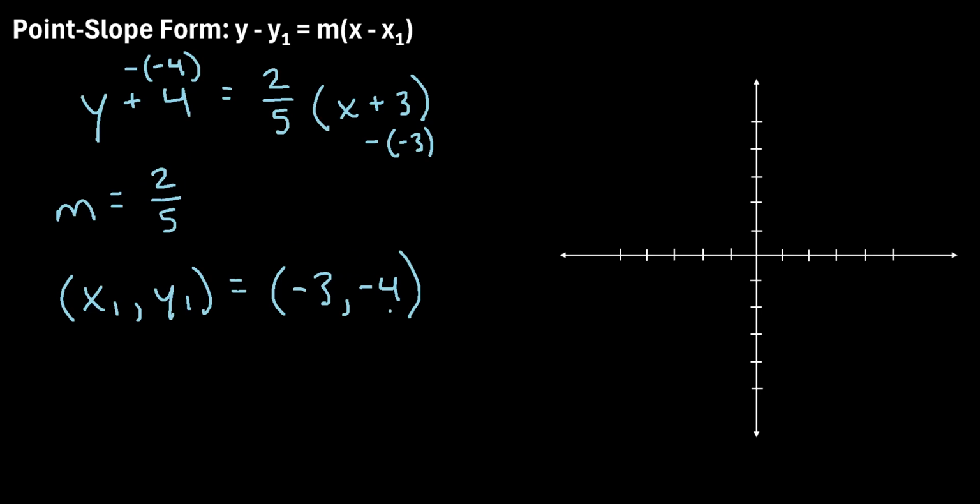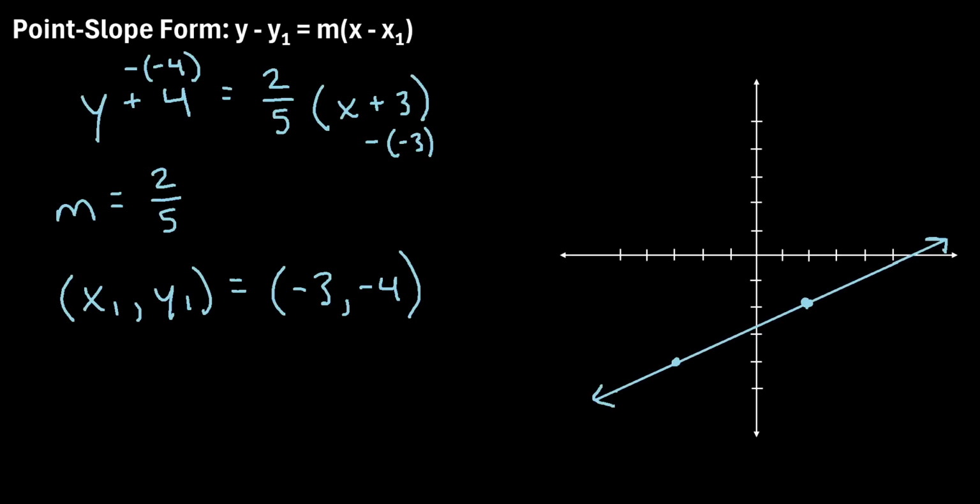So let's first graph the point negative 3, negative 4. So we'll go left 1, 2, 3, and down 4, 1, 2, 3, 4, right about here. And now our slope is 2/5, or 2 over 5. So that means go up 2 and to the right 5. So if we do that, we go up 2 and then over 5, 1, 2, 3, 4, 5, right about here. Using just these 2 points, we can create a rough sketch of the line, something like this.